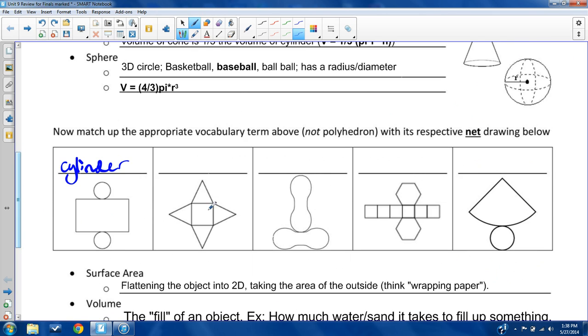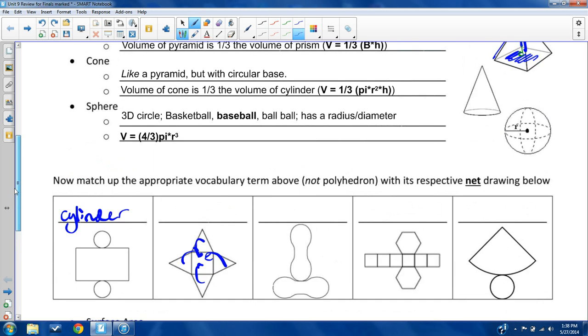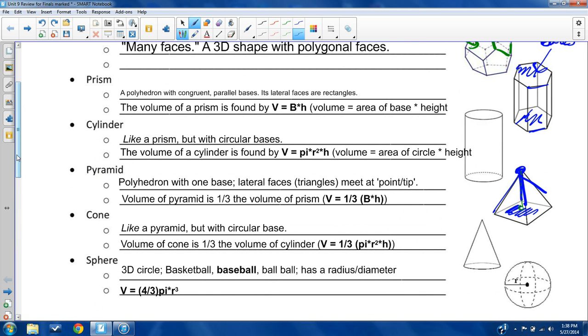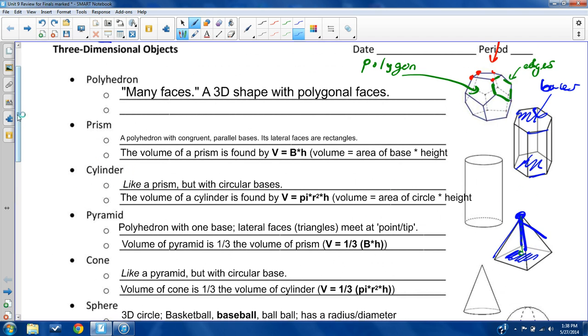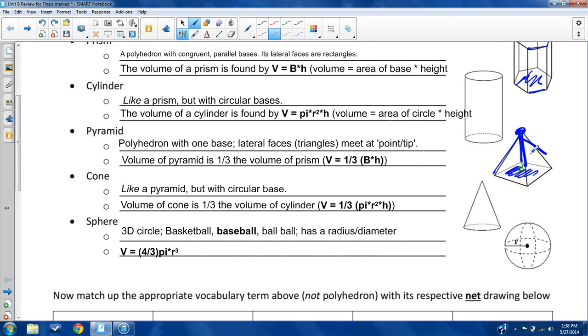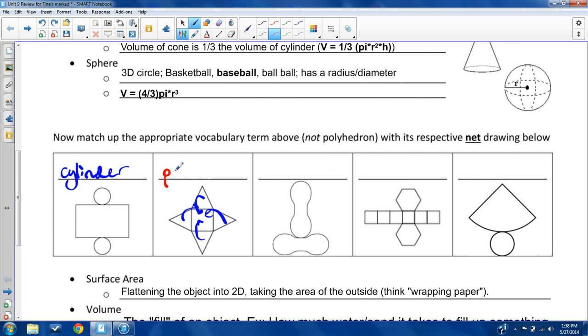Okay, the next one, look at my lateral faces. They all went downward. If I folded them back upward, you'll notice those triangles all meet at one general location. That's going to be where this pyramid is right here. If I folded these triangles downward, flat onto the ground, that's what we're looking at there. So this one's a pyramid.